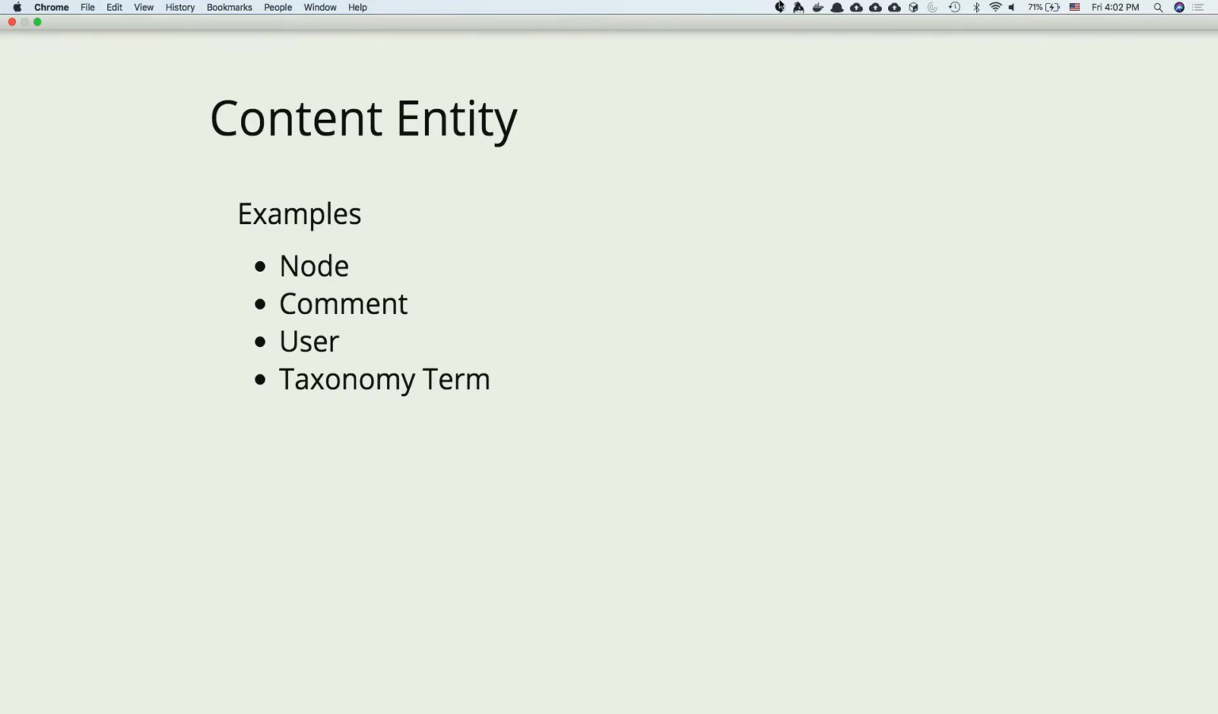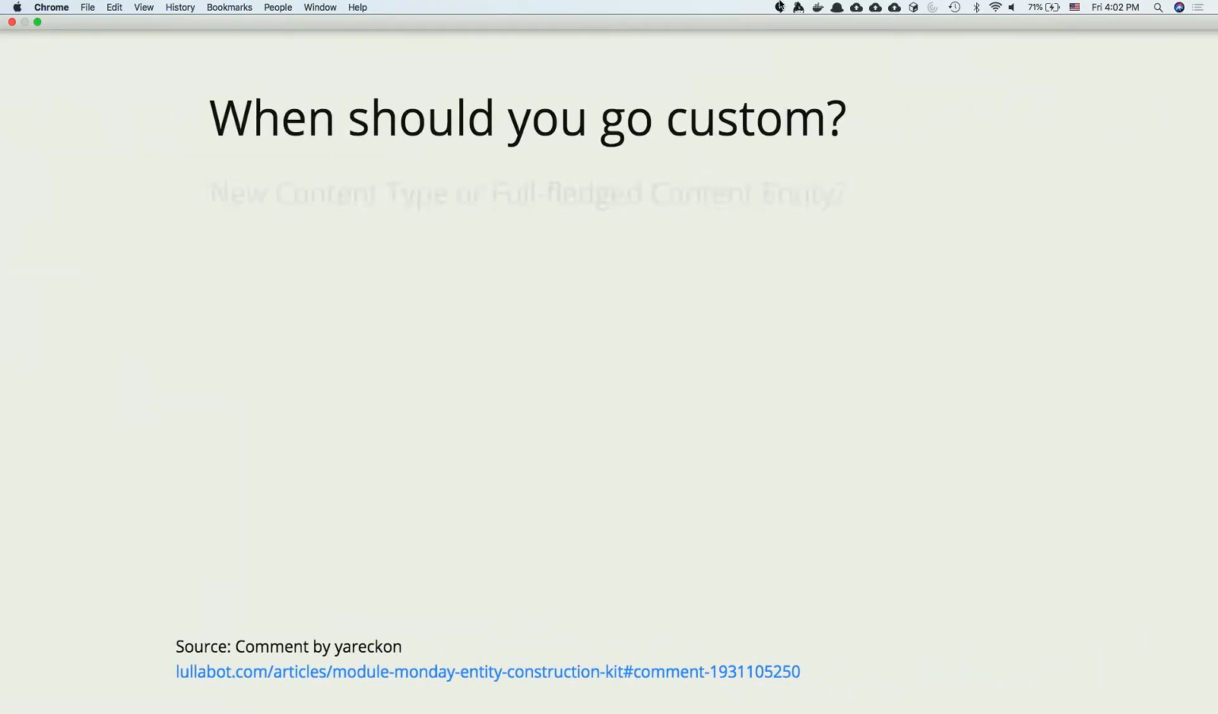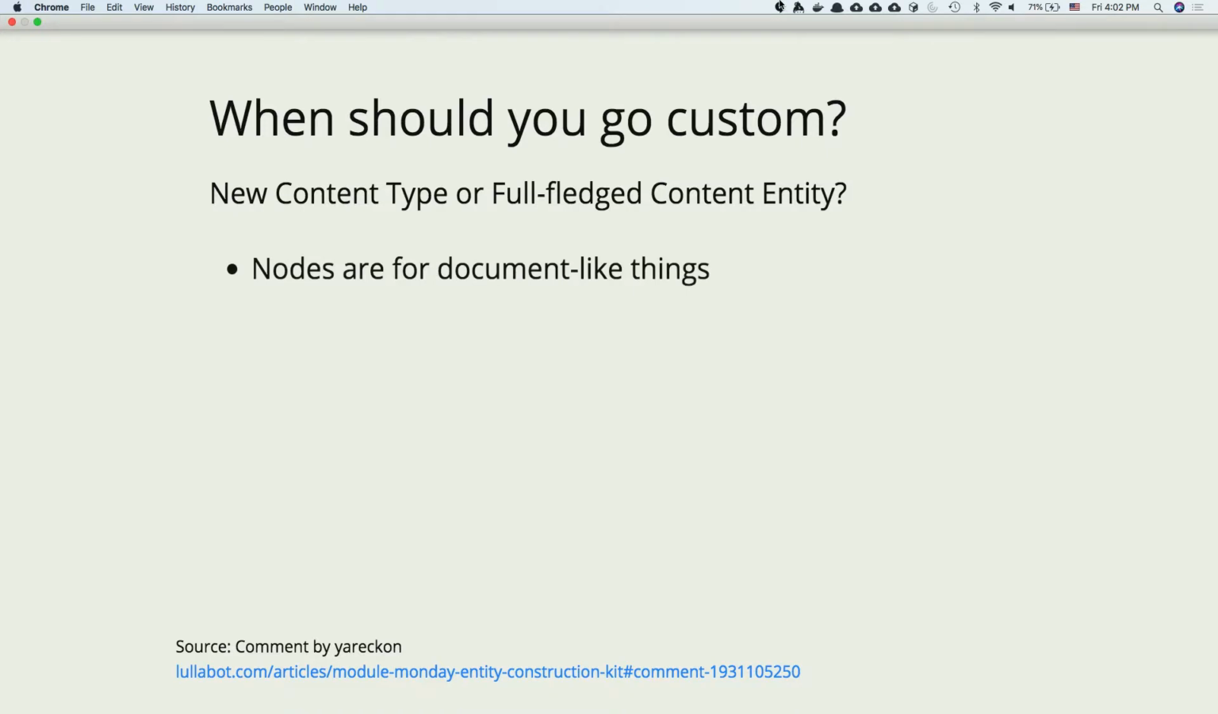Okay, good. So I can talk about some relations and properties and methods and architecturally, and that's good. So when do you go custom? Do we go content type or full-fledged content entity?